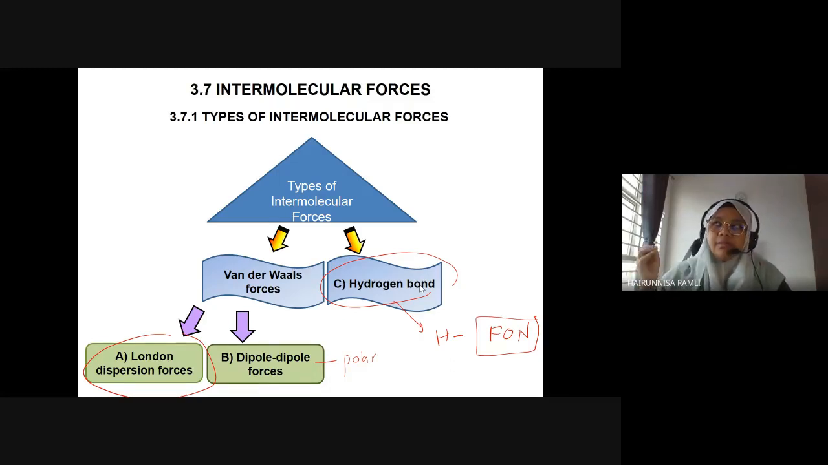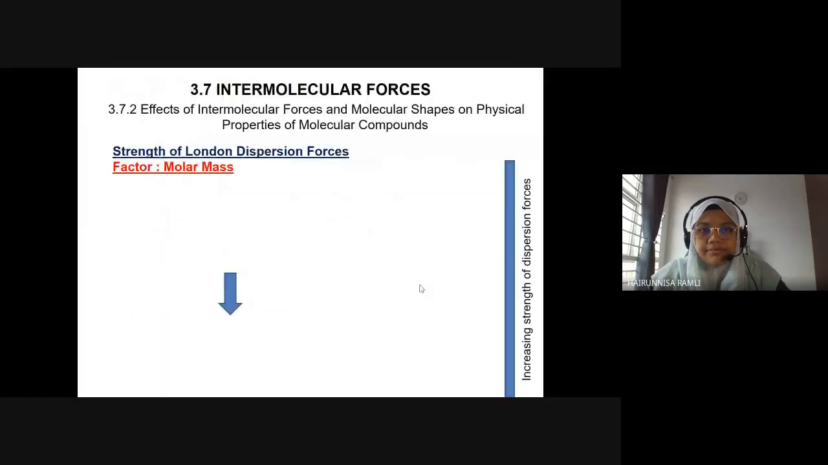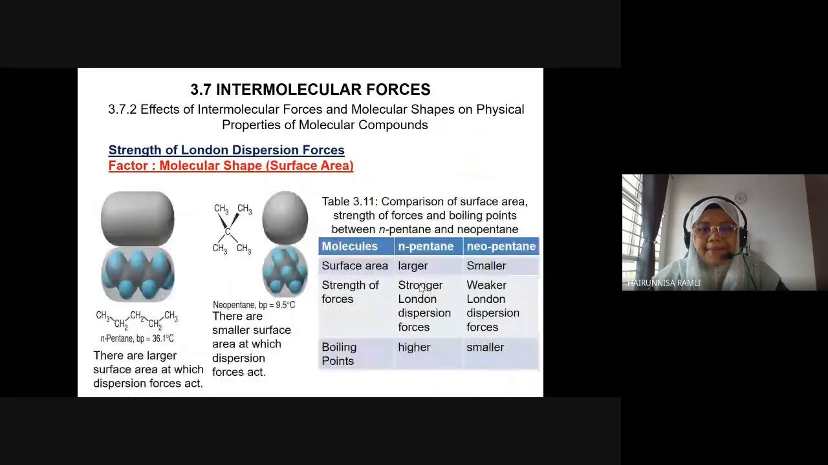So meaning that for the whole chapter 3 that you learn, even though there are different subtopics, everything is related. That's why intermolecular forces work closely with polarity, and polarity works closely with the molecular geometry. You have learned all the types and their explanation, and also the strength, and we also have factors affecting the strength of the intermolecular forces.